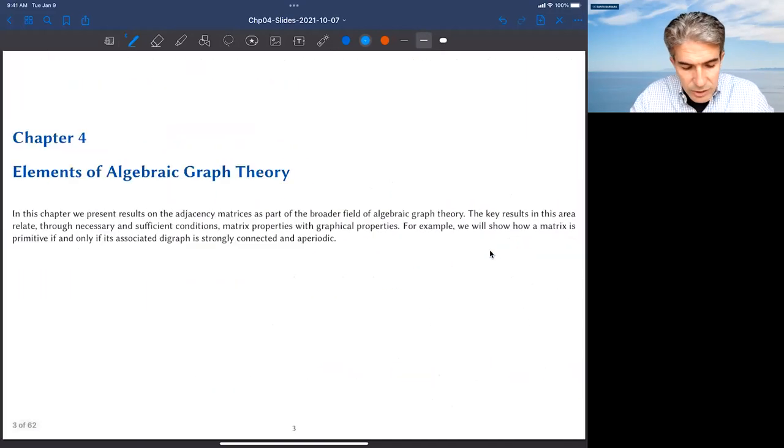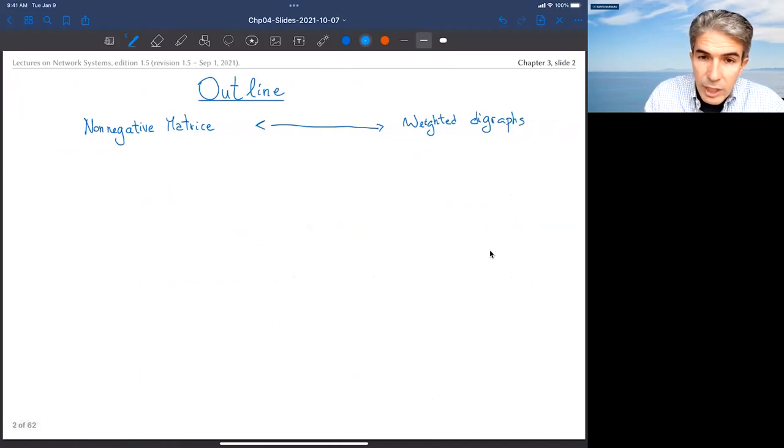Okay, so let's go back to the outline. There is a natural way of mapping back and forth, a one-to-one correspondence, between non-negative matrices and weighted directed graphs. So now what that means is that every concept for matrices will map back and forth, if and only if, with concepts for weighted directed graphs. So there will be one-to-one mapping. For example, we will look at a number of properties.